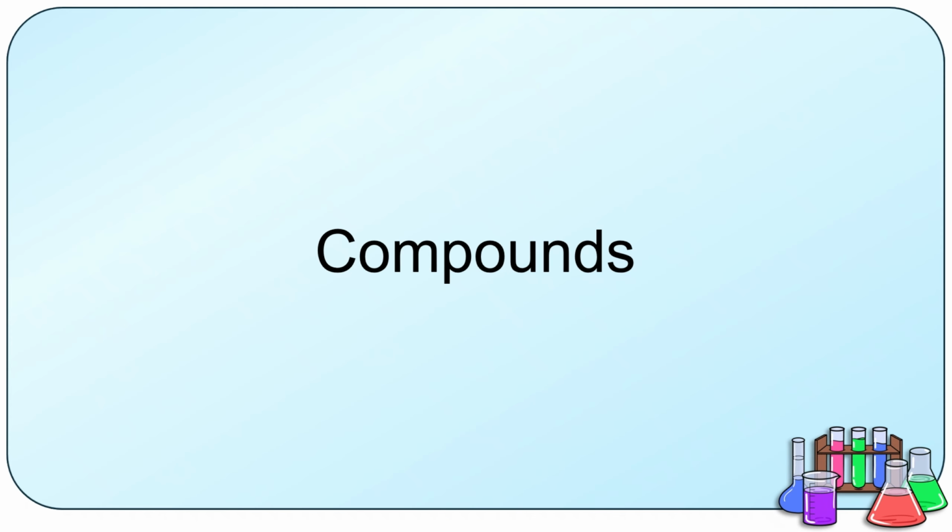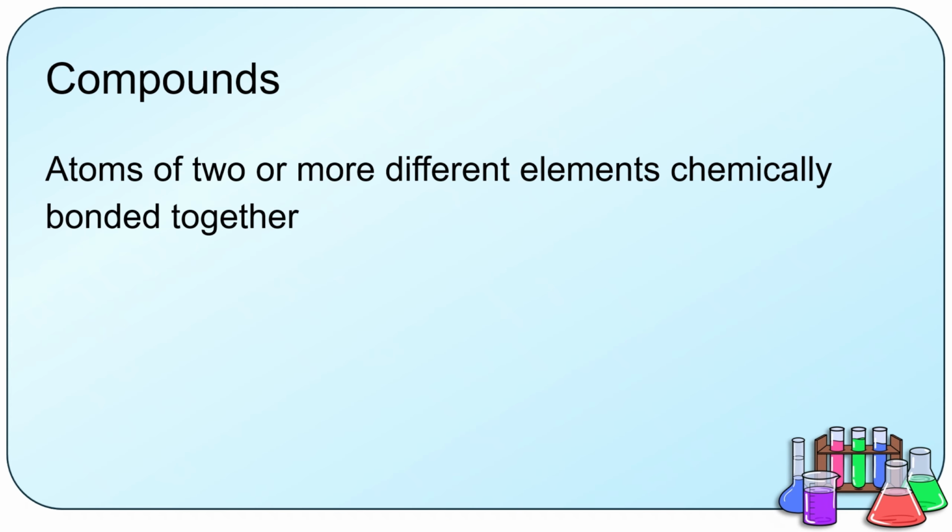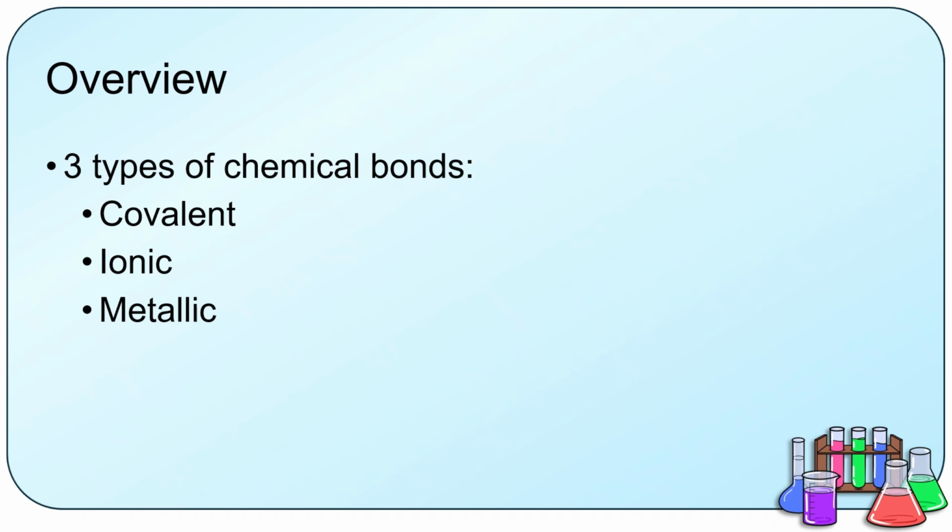In this video, let's talk about compounds. Compounds are formed when atoms of two or more different elements are chemically bonded together. Water, H2O, is an example. We'll go over the three types of chemical bonds, which are covalent, ionic, and metallic. We'll also talk about what makes bonds strong and what polarity is.